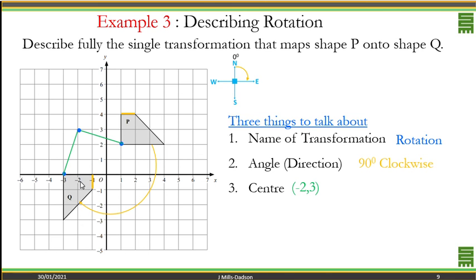So our center is -2, 3. Put in a sentence form: rotation 90 degrees clockwise around the center, -2, 3.